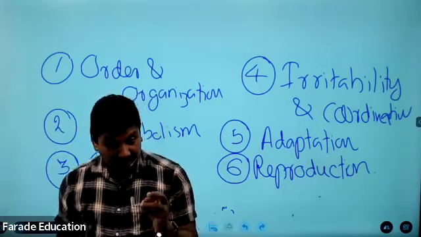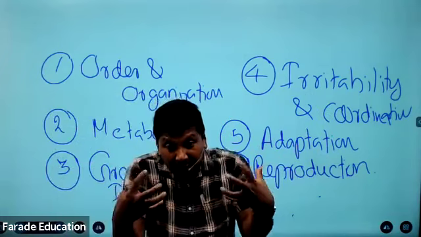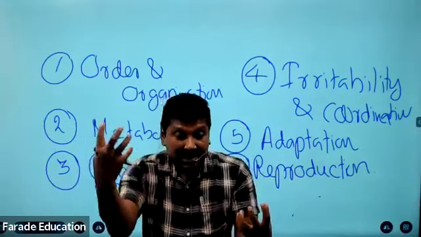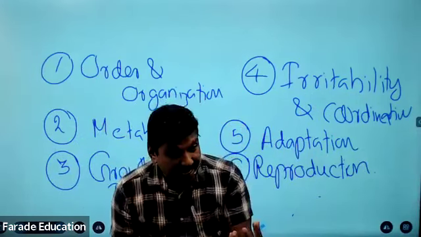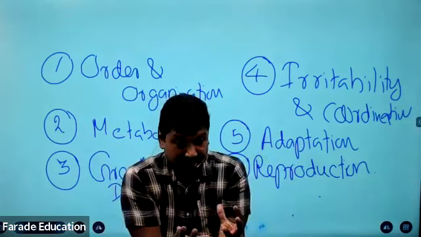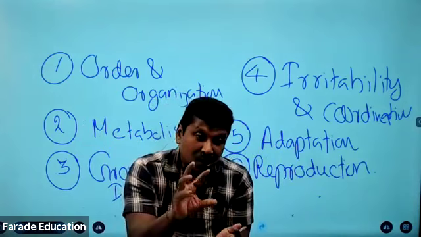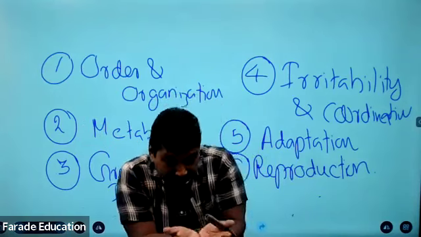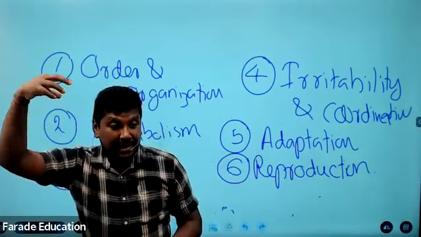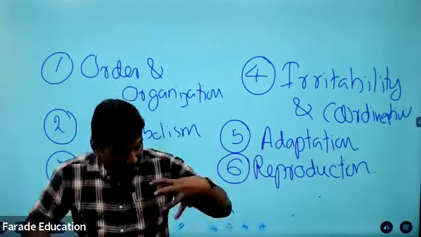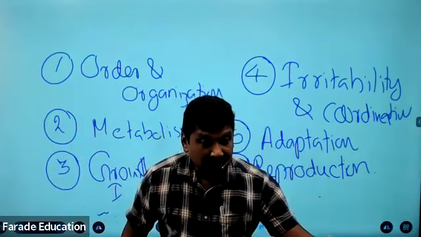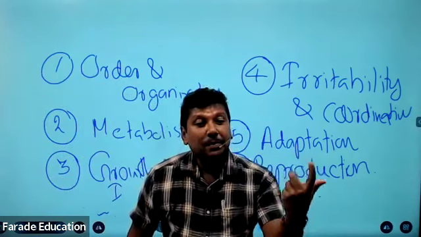What do you mean by sexual reproduction? There is a fusion of the mother's gamete and the father's gamete. That means an egg and a sperm meet together and fuse and make a zygote. That zygote grows as a different organism. So production of the next generation, or offspring, is called reproduction.